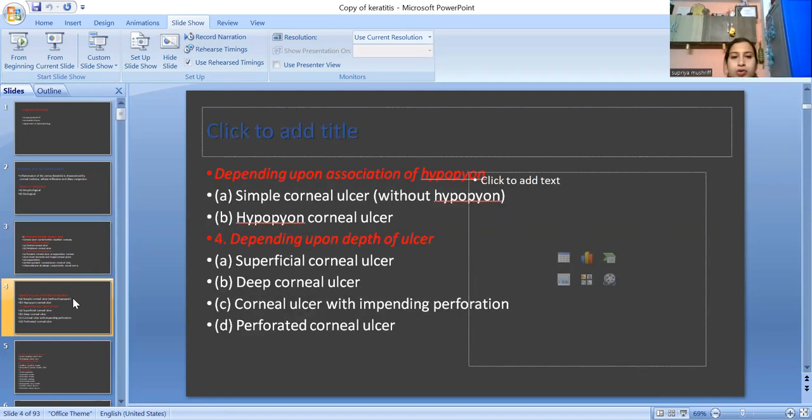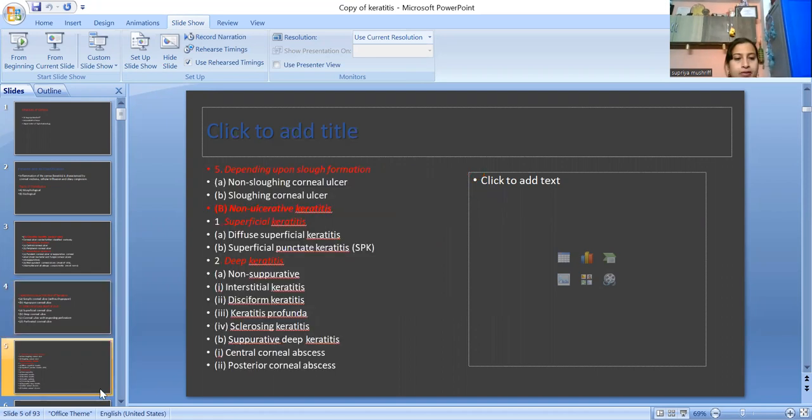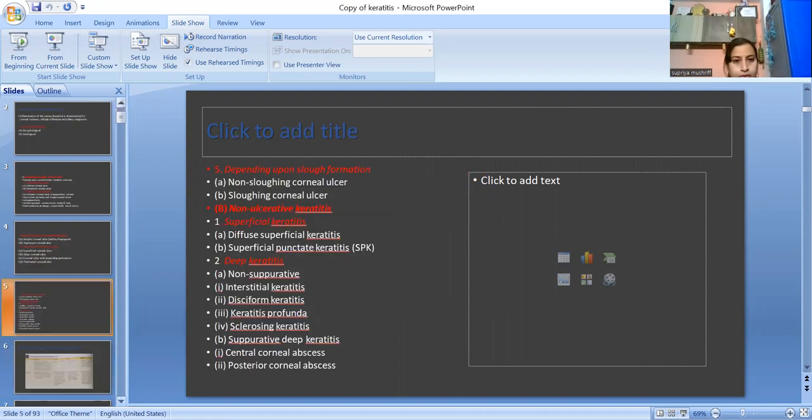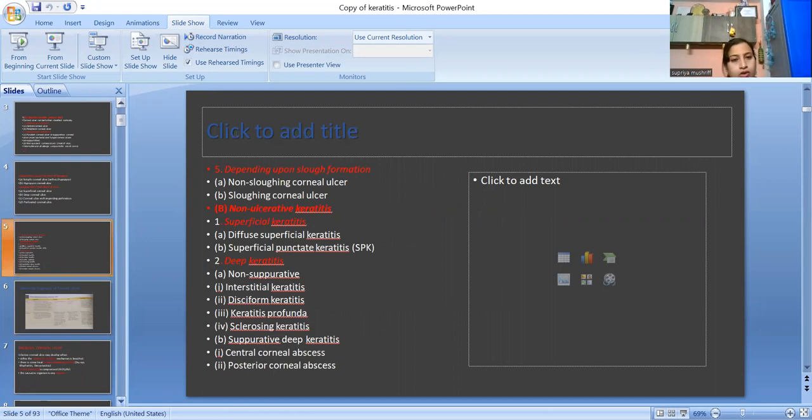Depending on the association of hypopyon, there is a simple corneal ulcer without hypopyon and a hypopyon corneal ulcer. On the basis of depth of corneal ulcer, it is divided into superficial corneal ulcer, deep corneal ulcer with impending perforation, and perforated corneal ulcer. And depending on sloughing, there can be non-sloughing corneal ulcer and sloughing corneal ulcer.